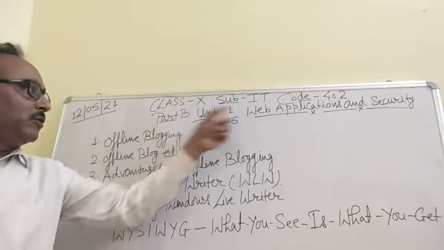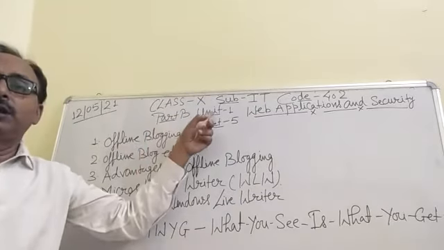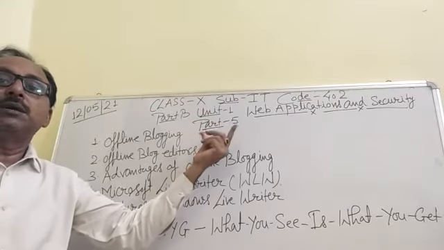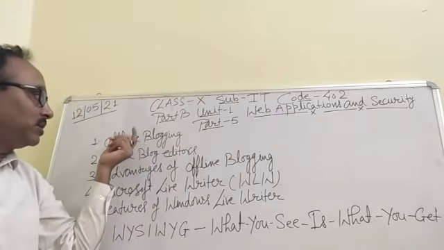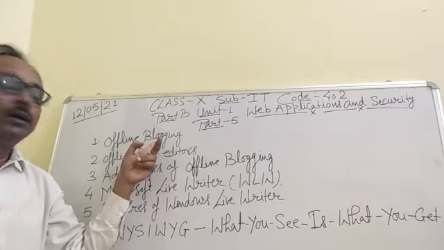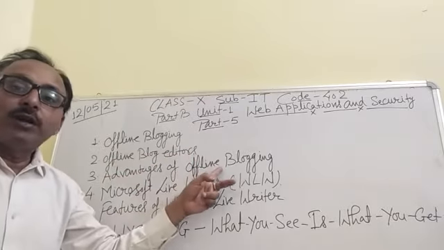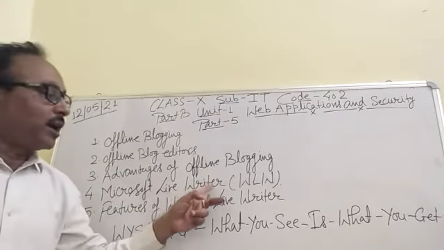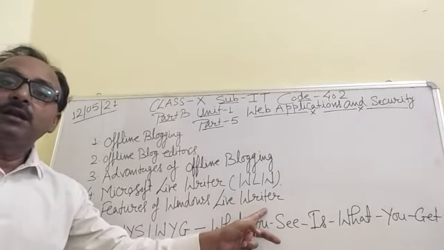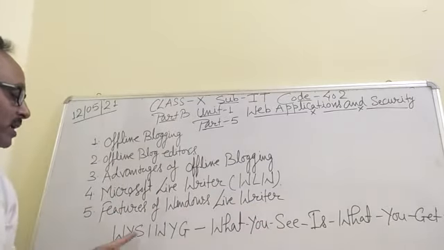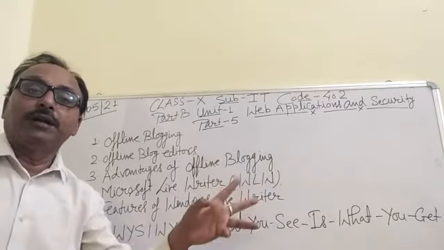Chapter name is Web Applications and Security, Part B, Unit 1. Today I am going to discuss part 5 of Web Applications and Security. The topics are offline blogging, offline blog editors, advantages of offline blogging, Microsoft Live Writer, features of Windows Live Writer, and WYSIWYG, the editor known as What You See Is What You Get.